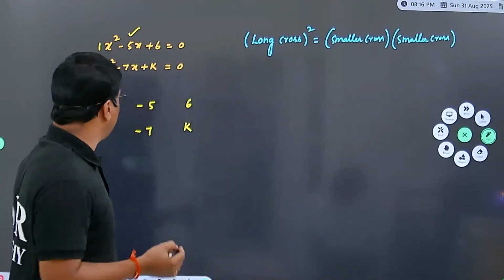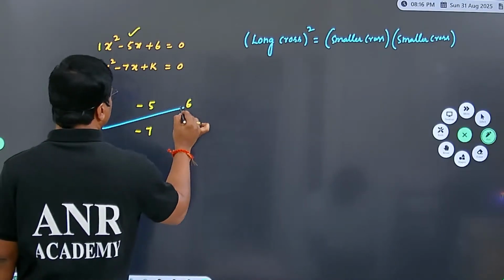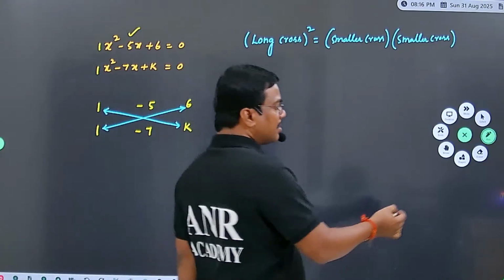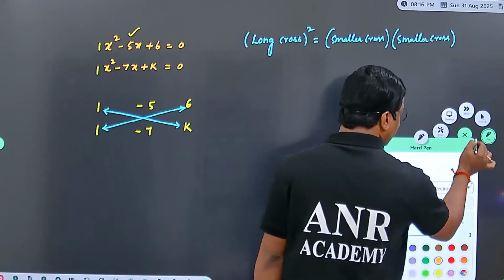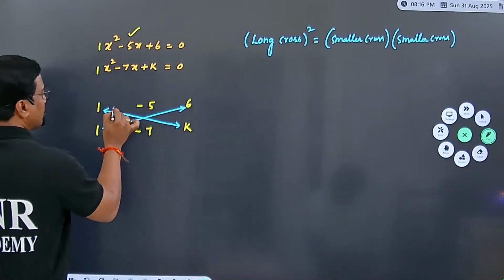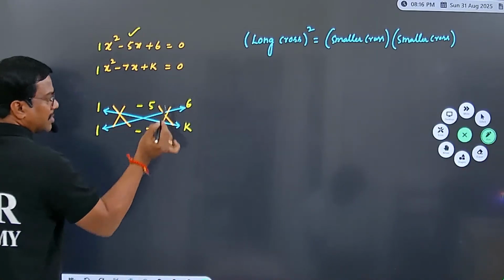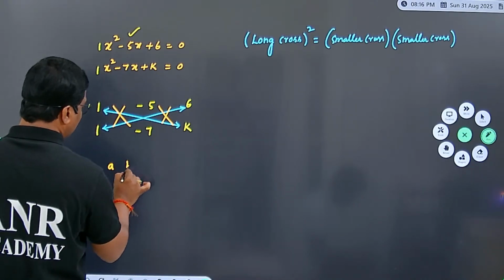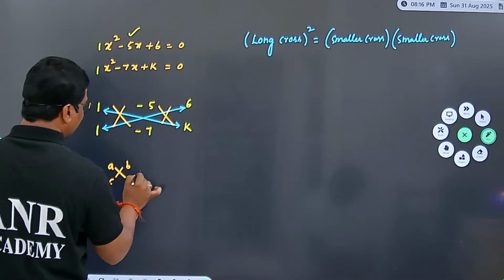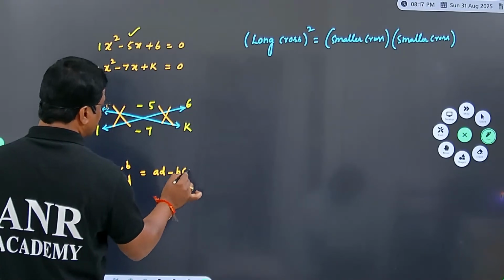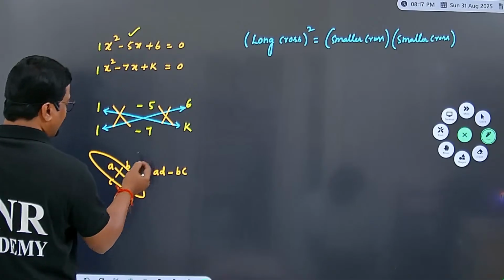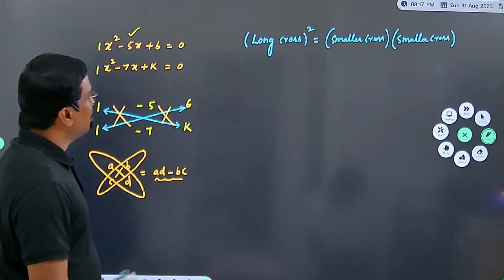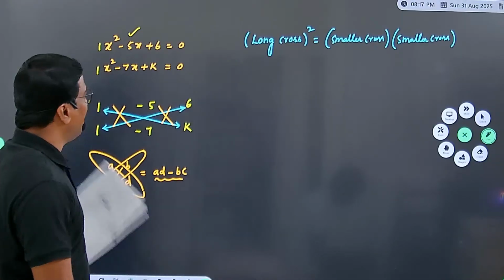Let us see. This one is the long cross. Next, the small cross values here, these two, small cross, small cross. Long cross result. Suppose A, B, C, D, if you have cross value AD minus BC, product of these two, product of these two, in between them you have to put a negative sign. Using this logic, you can directly find the value of k.